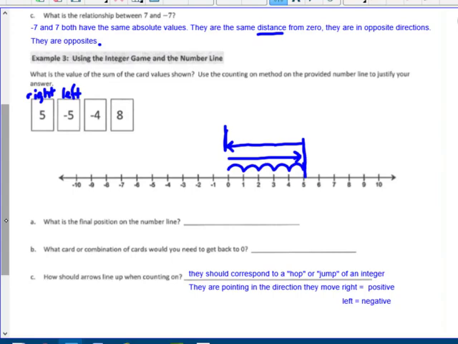Now I'm going to go left with my -4. So I'm going to count 4 spaces on the number line. 1, 2, 3, 4. Now I'm at -4. And then I'm going to go right, +8. So I'm going to go from that line at -4. 1, 2, 3, 4, 5, 6, 7, 8. And I end up on, what is the final position on the number line? I'm at 4 here. So I'm at +4.